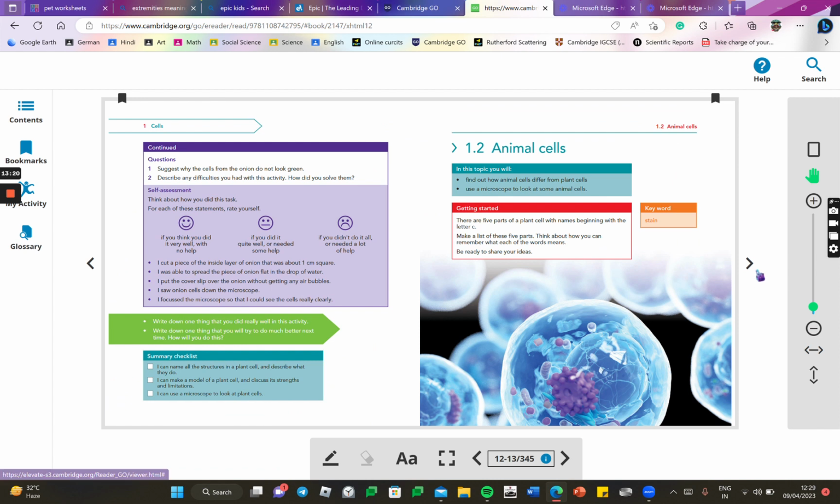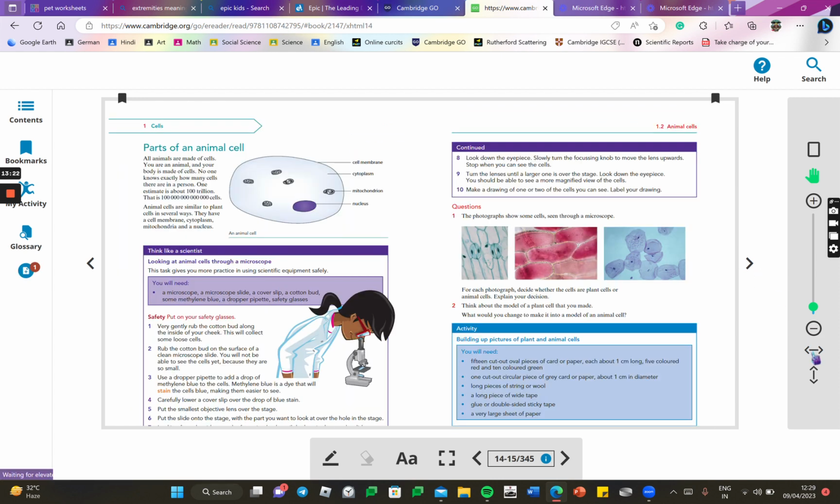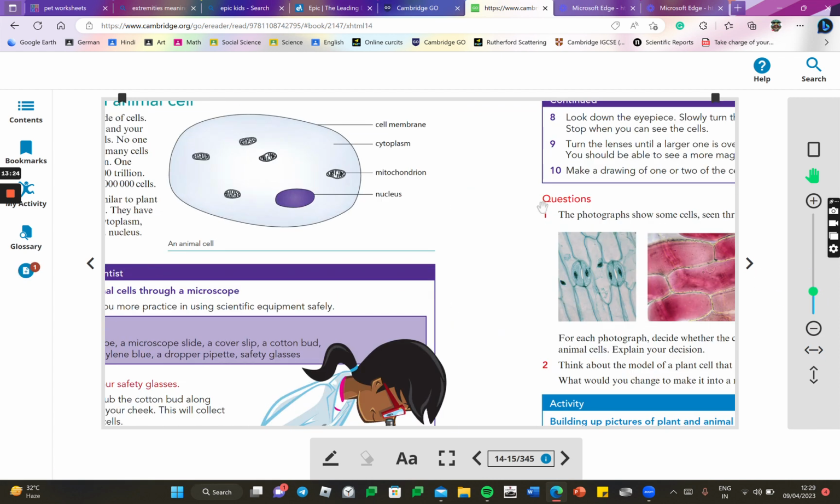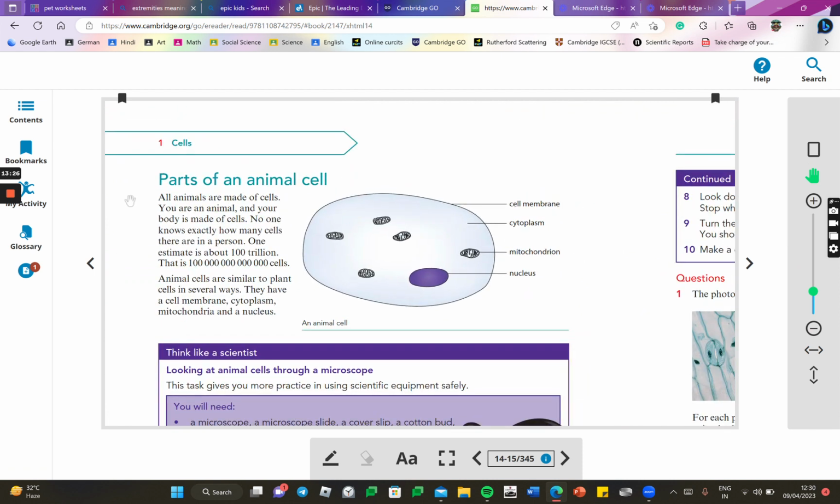Animal cells. Parts of an animal cell. All animals are made of cells. You are an animal and your body is made of cells. No one knows exactly how many cells there are in a person. One estimate is about 100 trillion. That is 1 with 14 zeros. Oh my gosh.